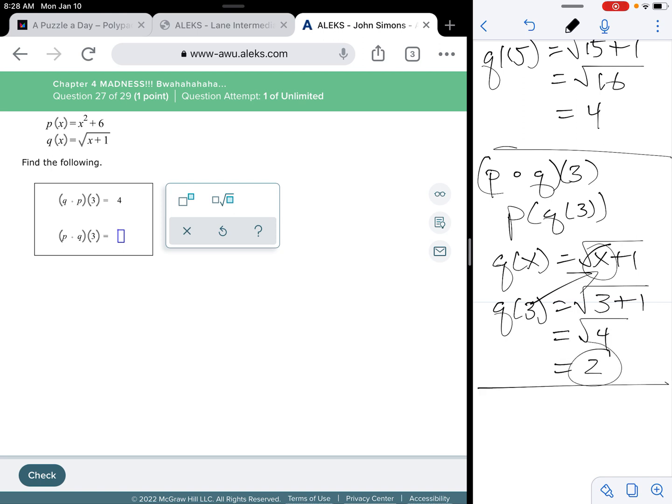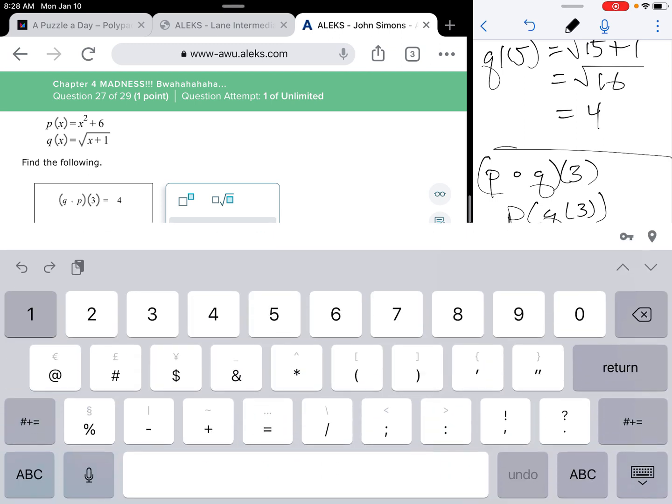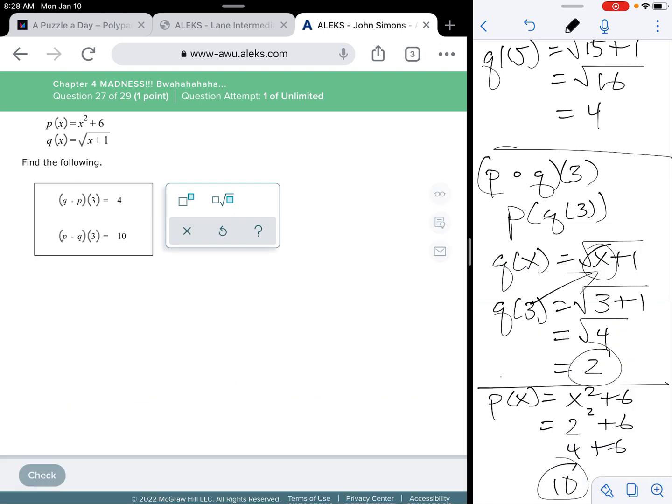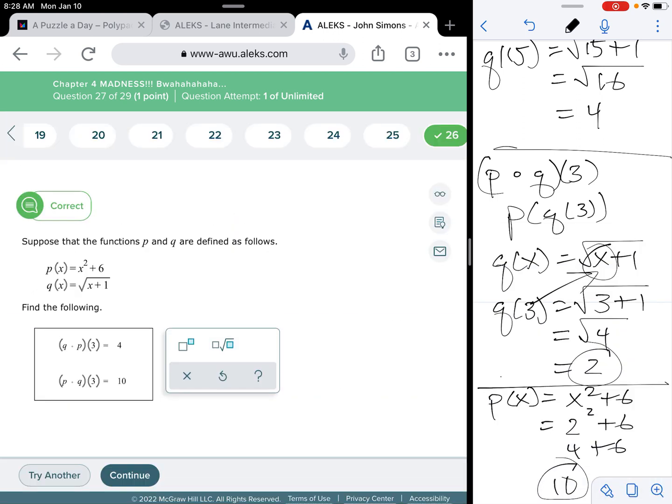And now I'm going to put this value in my P function. And my P function is x squared plus 6. So let's put 2 in. So we have 2 squared plus 6. So that's 4 plus 6, which is a nice number of 10. And let's see how Alex feels about our answers. Look at that. All right, let's do another one.